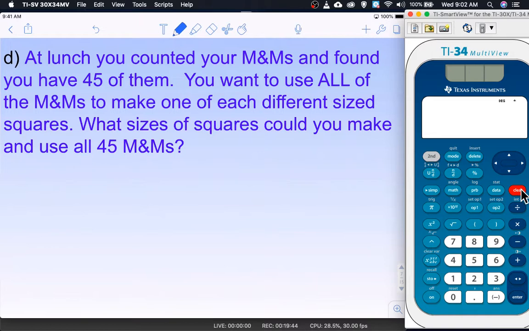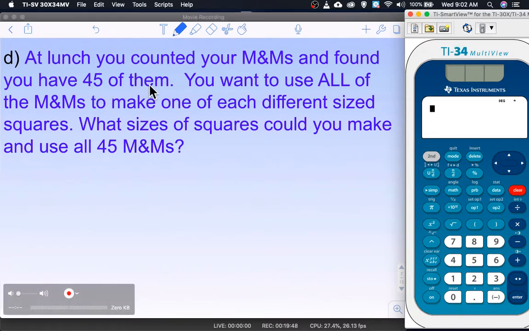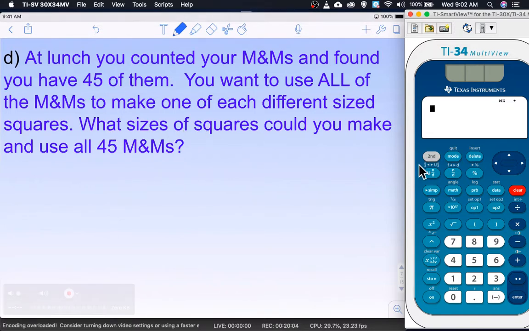Letter D. It says, at lunch, you counted your M&Ms and found you have 45 of them. You want to use all 45 of the M&Ms to make one of each different sized squares. So you're going to make different sized squares. What sizes of squares could you make and use all 45 M&Ms?